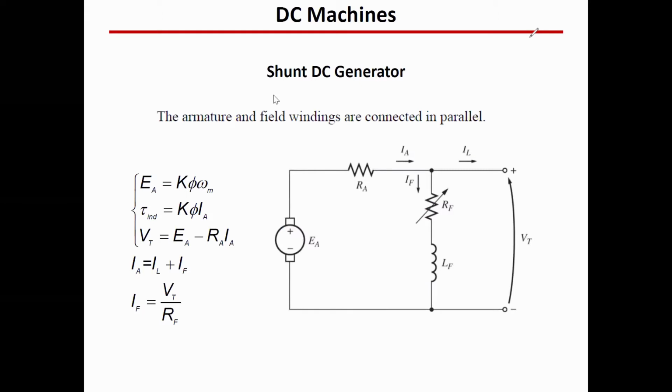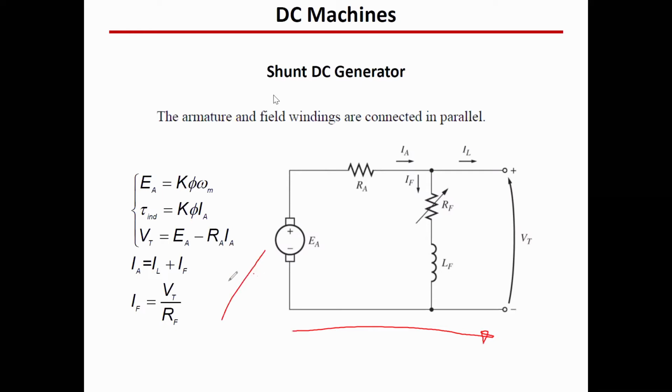For the shunt generator, again, it's the same thing. The current will be from the armature to the terminals. This is the input here, and this is the output. So the IA will be from the armature to the terminals. IF, the same thing, is down, and IL will be the difference, again to the terminals. So not much again to say here.